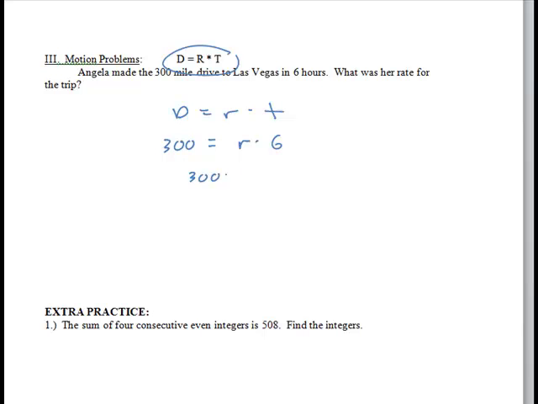So, of course, we typically write that as 300 is equal to r times 6 hours, so pretty easy to solve. Divide both sides by 6. R is equal to 50. Include your unit. Distance is in miles, time is in hours, so rate miles per hour.